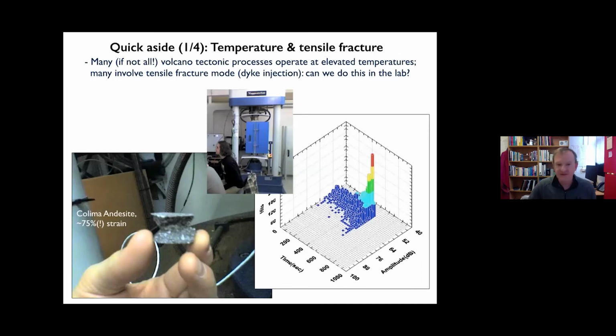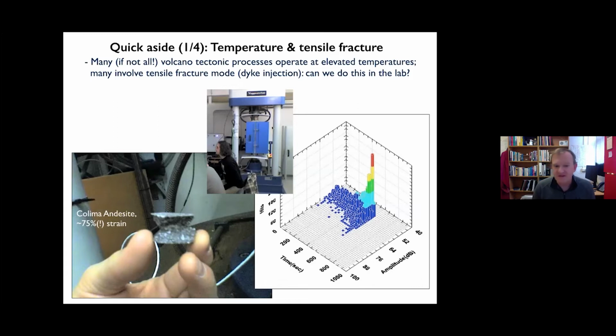Okay, so to finish part 2 of the talk, I'm going to take it quickly to one side and talk about temperature and tensile fracture. Because all the experiments so far have shown you, all of our simulations in the laboratory, even though they work very well, and even though they are somewhat qualitative as opposed to quantitative, none of them feature high temperatures, or tensile fracture actually. And of course volcano-tectonic processes operate at high temperature. And of course they involve tensile fracture like dike injection.